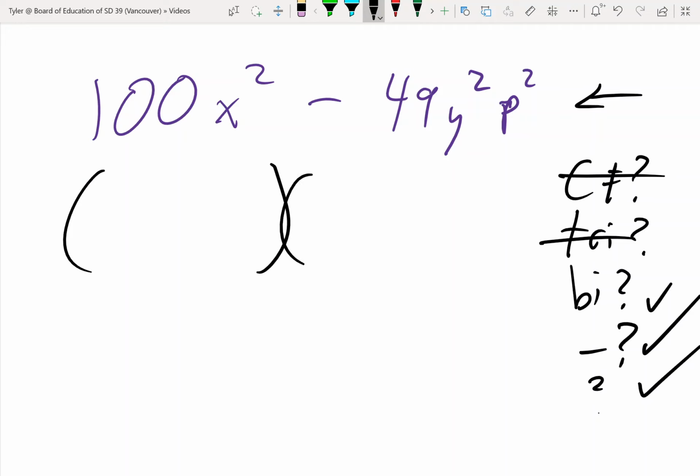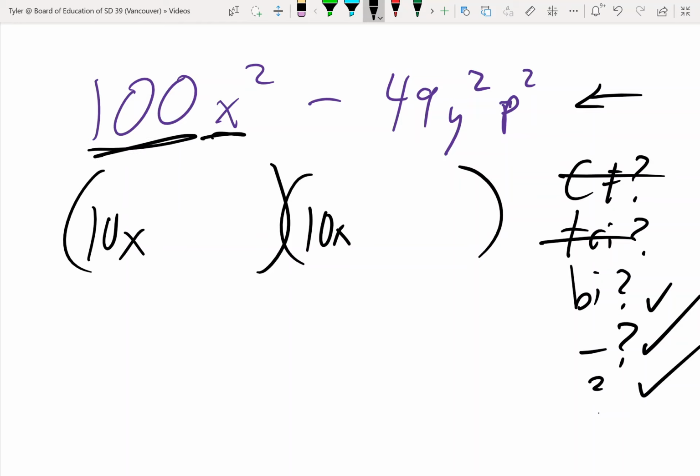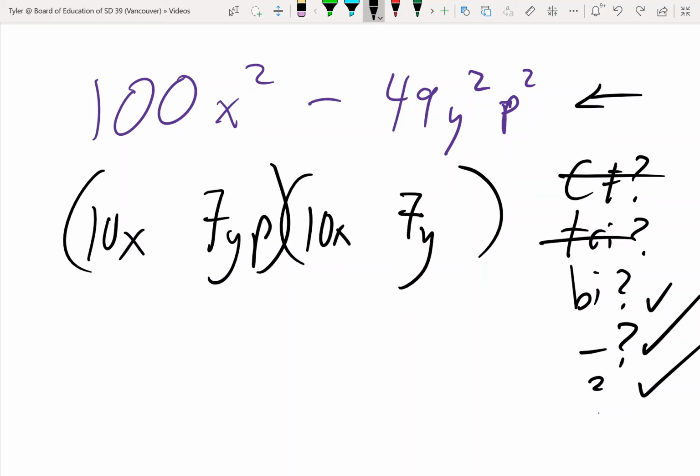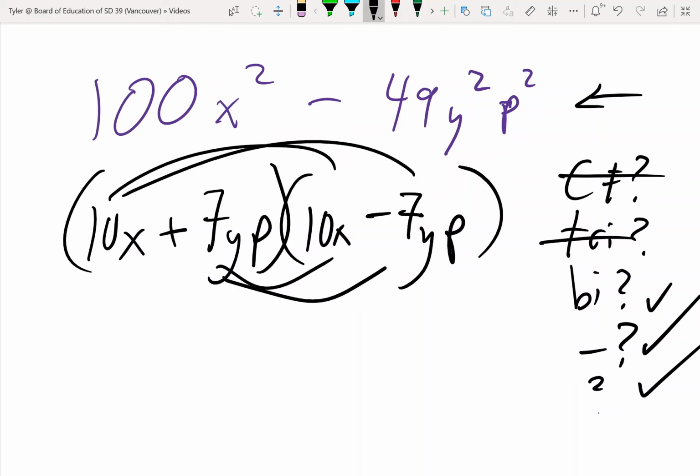So I'm just going to write this. 100 square rooted is 10, so 10 times 10. X squared is x times x. Don't forget, sometimes there's numbers and variables. For the second term, I got 49, so that's going to turn into 7 and 7. Then y squared is going to be y and y, and p squared is going to be p and p. Last thing, plus, minus. If I wanted, I could distribute it out to check the answer, but I know it's right.